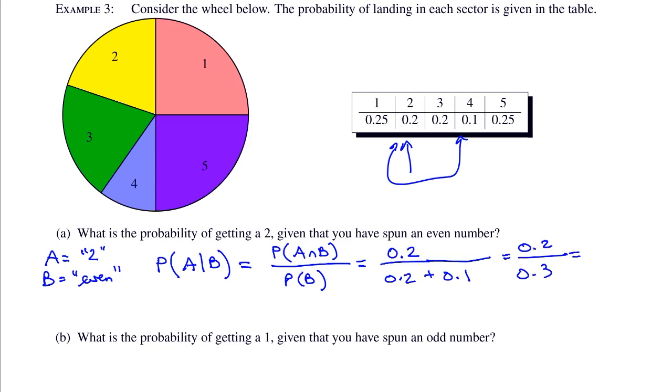And what's 0.2 divided by 0.3? You can either do a decimal or you can do a fraction, either one. 2/3.